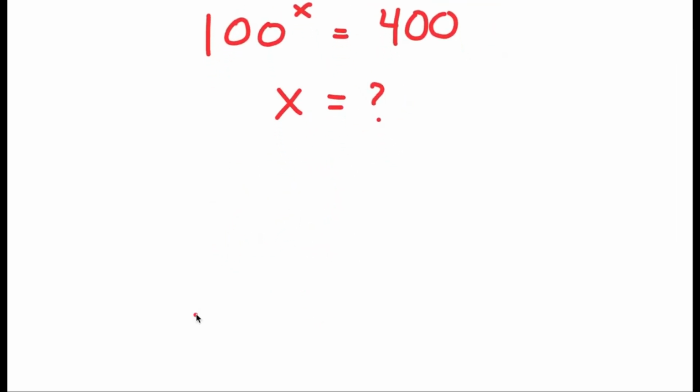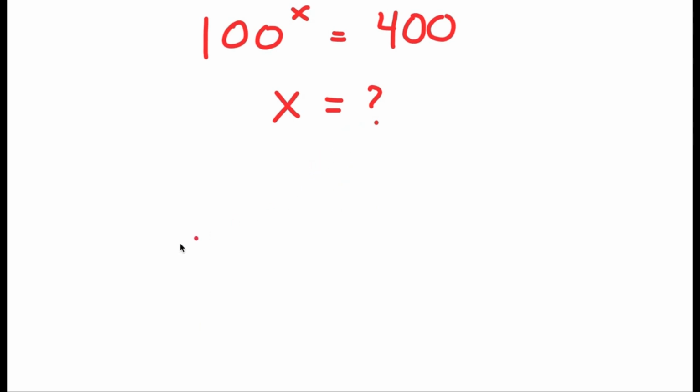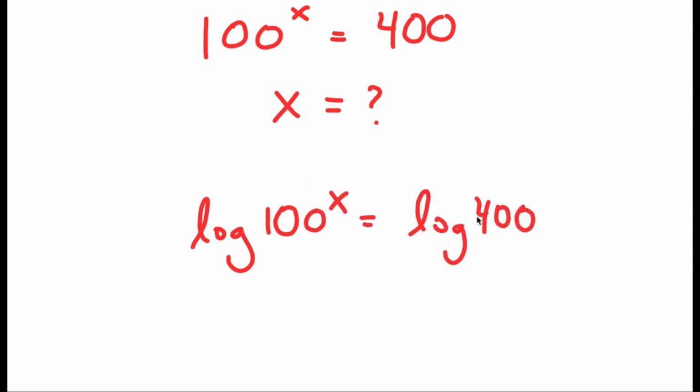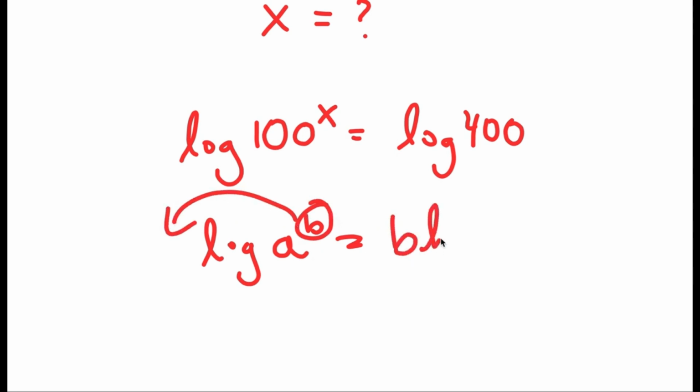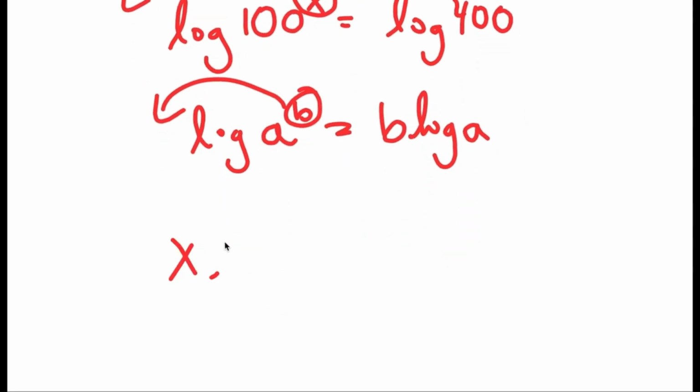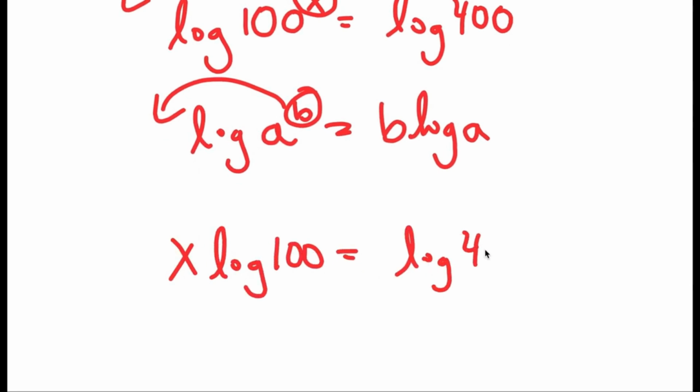So to solve this, what I'm going to be using is logarithms. So I'm going to first start by taking the log on both sides. So I get log 100 to the power of x is equal to log 400. And if I have something in the form log a to the power of b, I can move this exponent b to the front, so I get b times log a. In this case, I have log 100 to the power of x. I can move x to the front, so I get x times log 100 is equal to log 400.